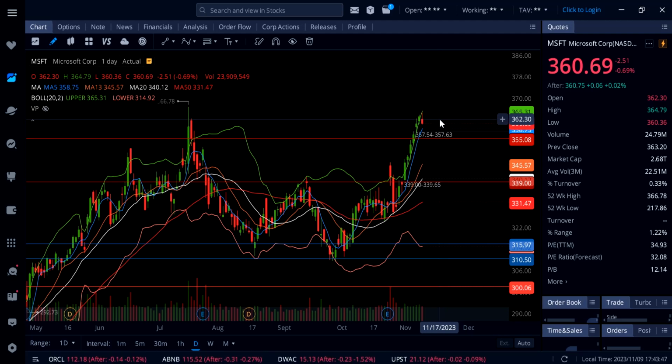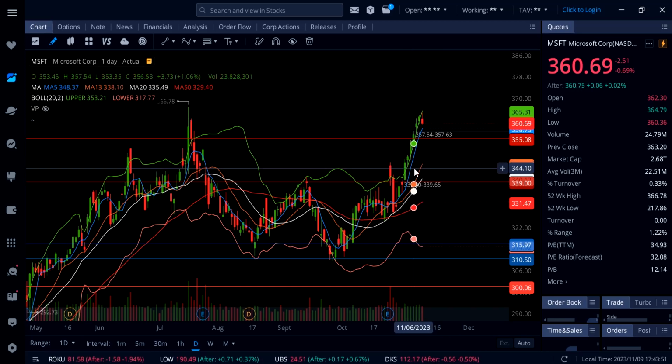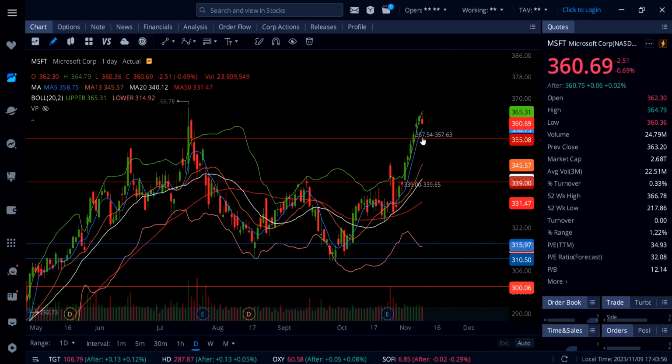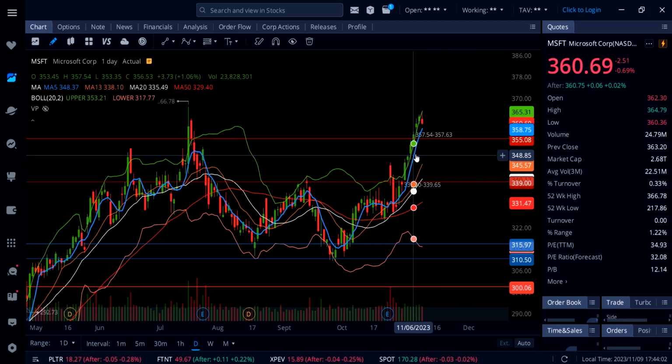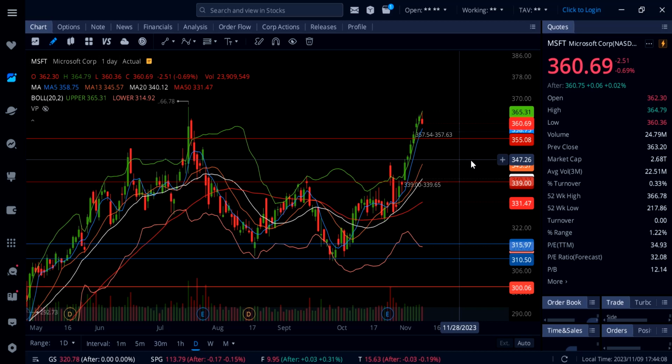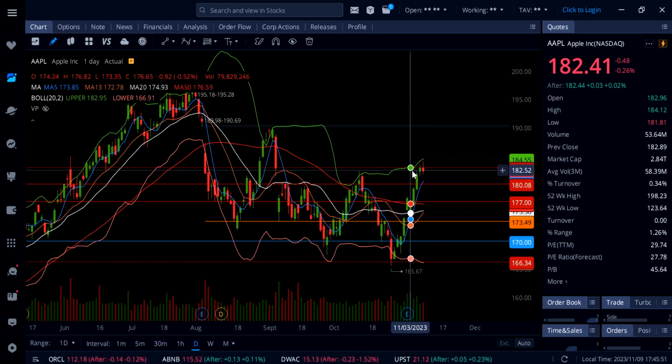Now if you look at my screen, tomorrow, if we get a pullback, watch out for the support 358.75, and then the gap below 357.54, 355, and then 351. As long as Microsoft is above the 5-day moving average right here, sitting at 358.75, definitely a fresh new all-time high is possible on Microsoft.